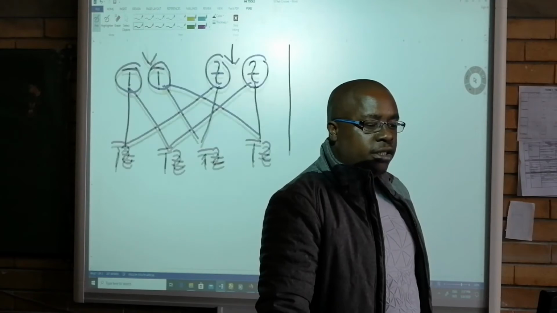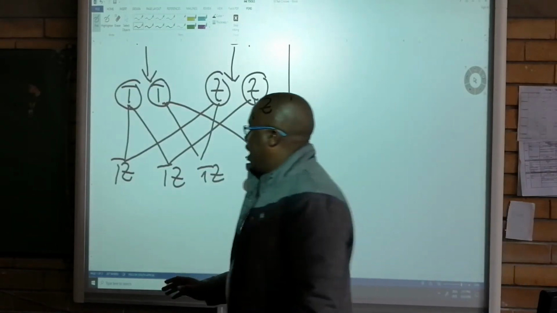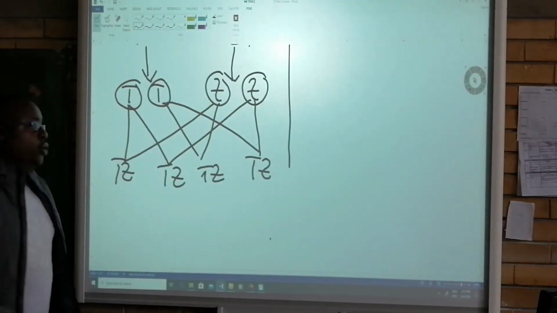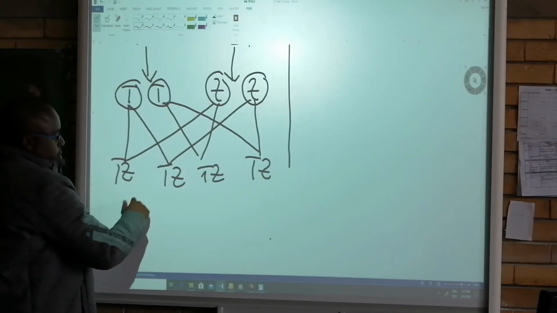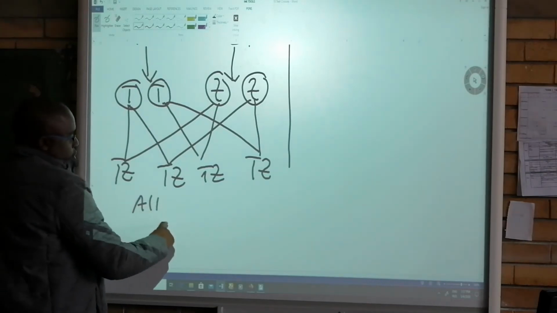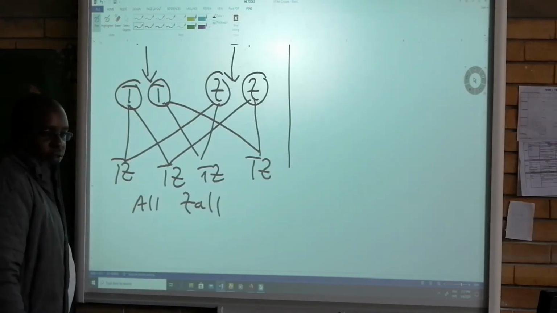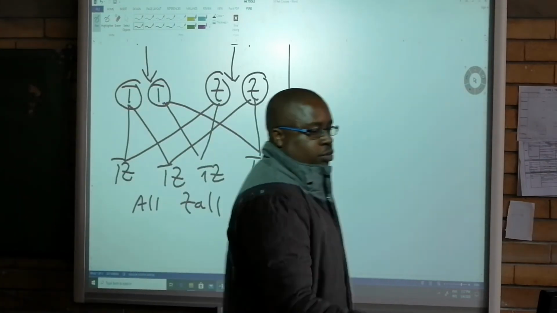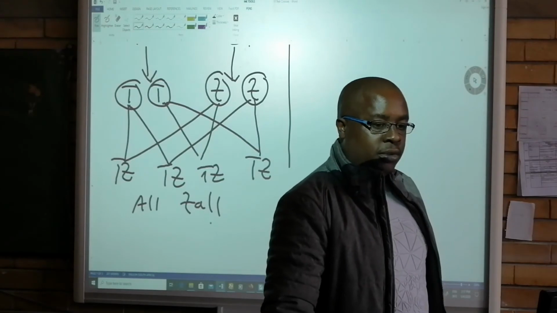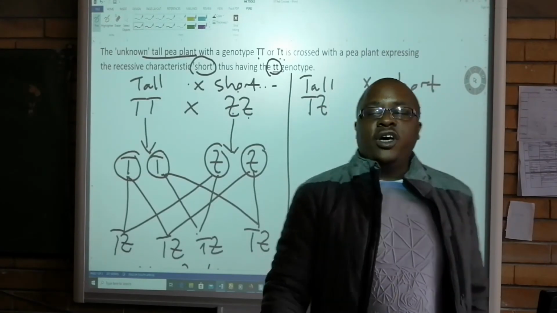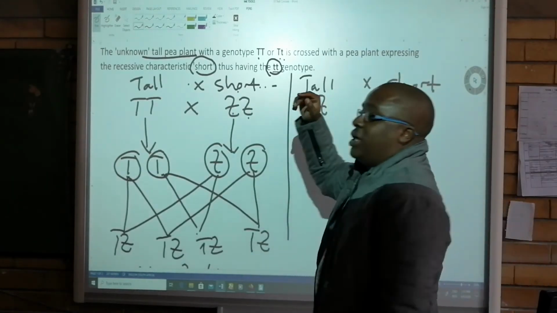What is the resulting phenotype? F1 phenotype. All the offspring are what? All are tall. Right. Walk with me. What if the possibility was this one?